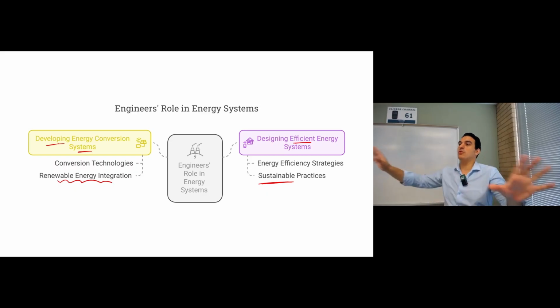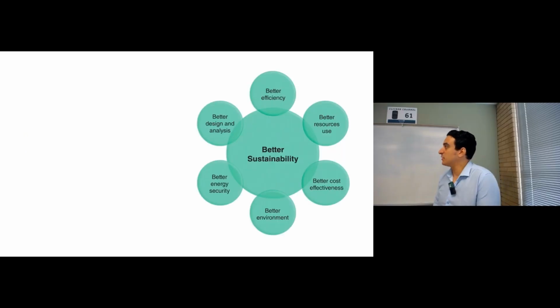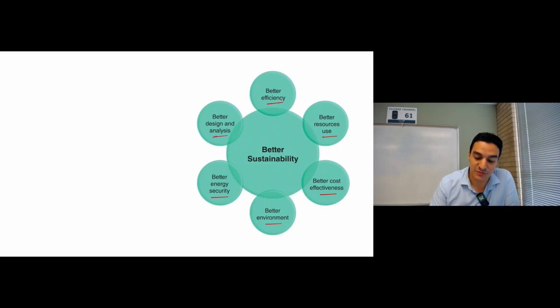Exactly. So this is the most common definition of sustainability. We have some resources. We need to use them efficiently with minimum waste, with minimum pollution caused by using them. But at the same time, we need to keep these resources for the next generations. So sustainability basically means you need to have better resource use. We need to have better cost effectiveness. We need to minimize the cost. We need to have a better environment, better energy security. Okay. And we need to have better design analysis, better efficiency. So these are the sectors that sustainability is focusing on right now.